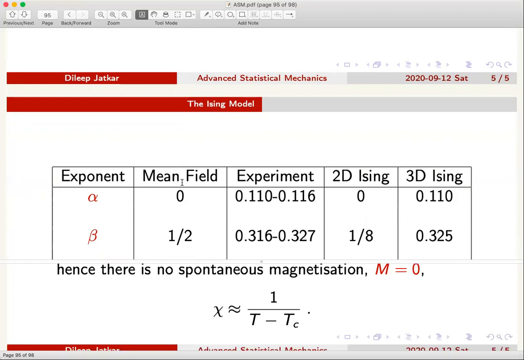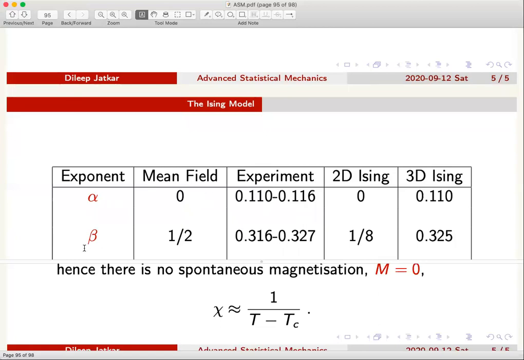Experimental result says that the value is 0.11 to 0.1116. If you study the 2D Ising model, it is actually 0. If you study the 3D Ising model, it is 0.11, which is pretty close to the experimental data.